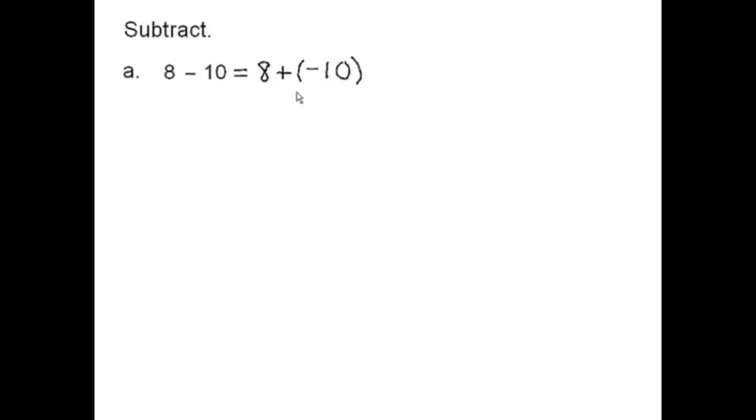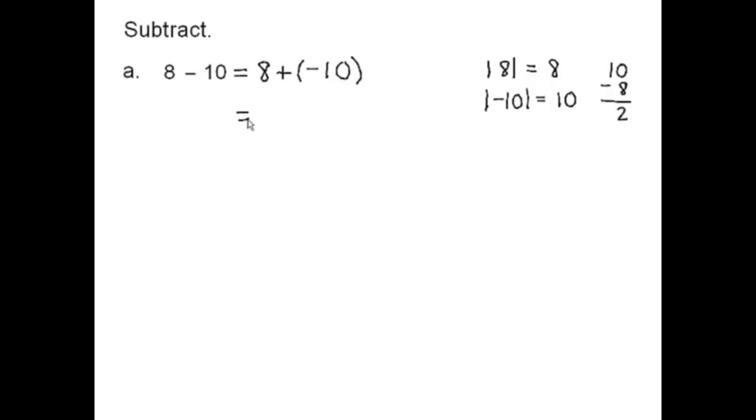Remember, what we need to do is take the absolute value of each integer. So the absolute value of 8 is equal to 8, and the absolute value of negative 10 is equal to 10. What we need to do is subtract the lesser absolute value from the greater absolute value. 8 is less than 10, so we'll subtract 8 from 10. This gives us 2.